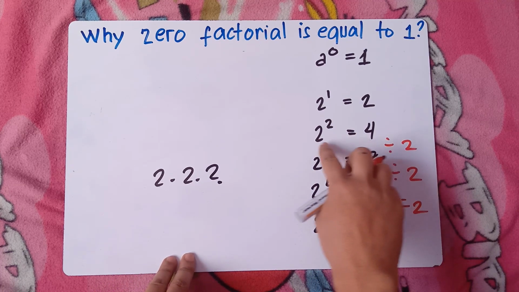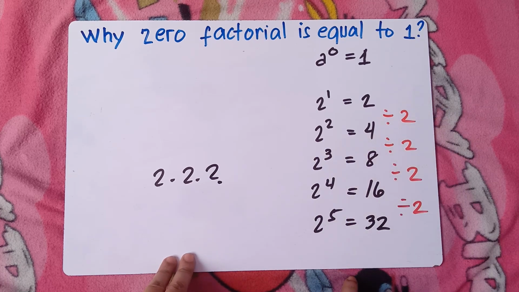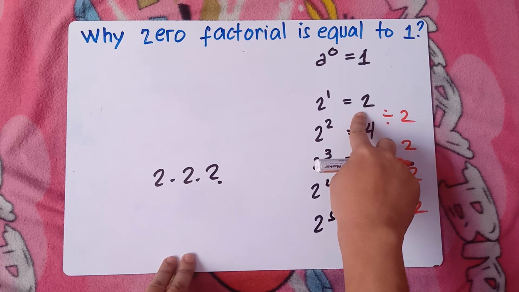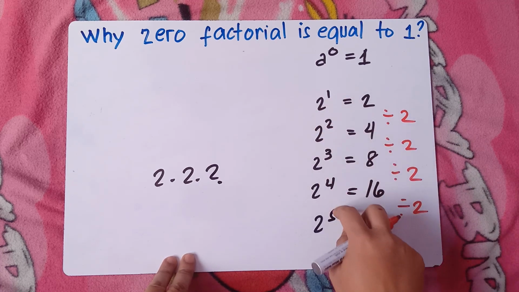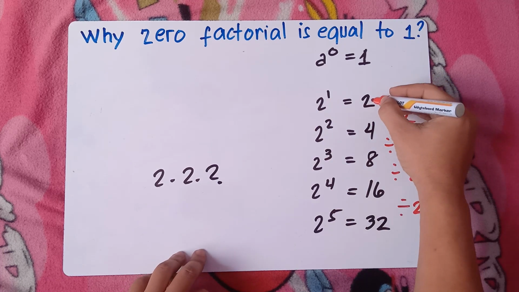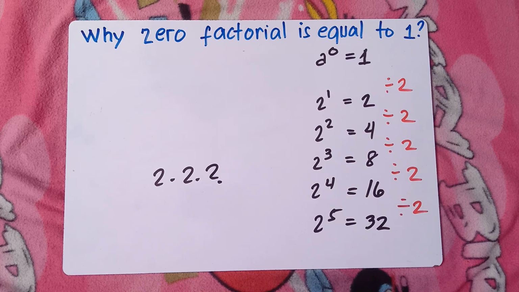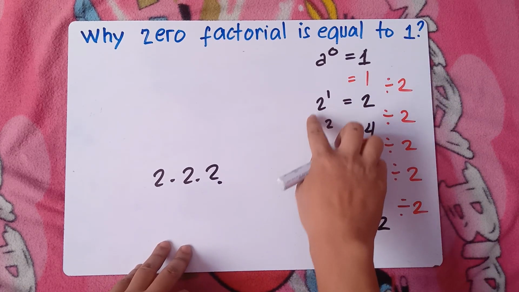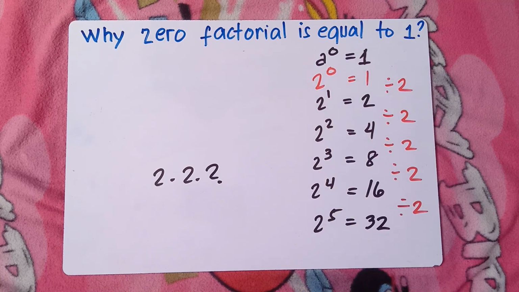And this is 2 raised to the power of 1. Now 4 divided by 2 is 2, in which the exponent here is just 1. So what if we divide 2 by 2? What is that, class? 2 divided by 2, so therefore our answer here must be 1. And the pattern here, this will be 2 raised to the power of 0.